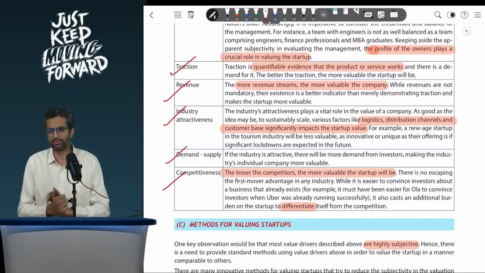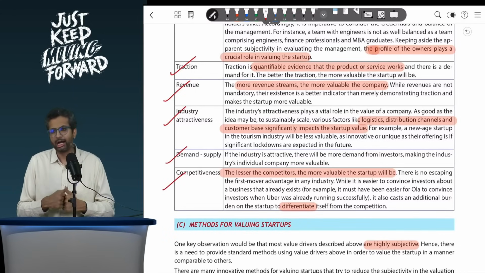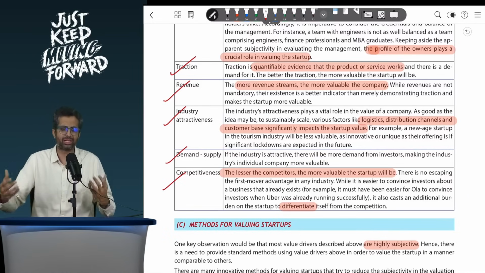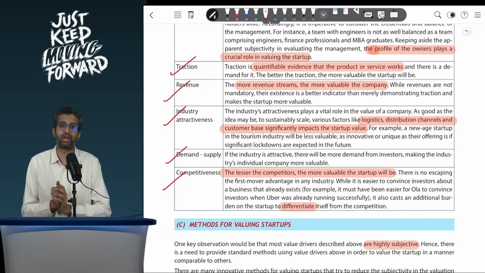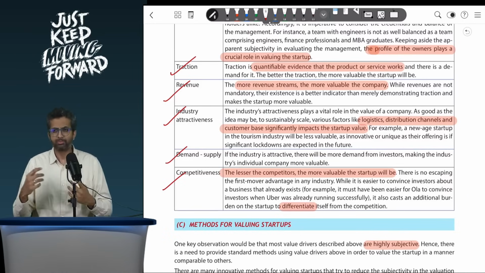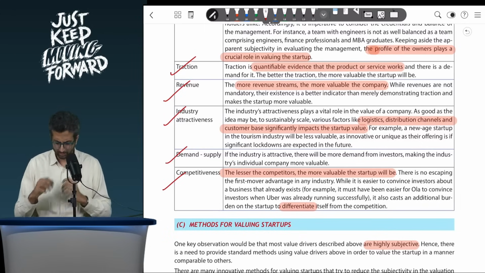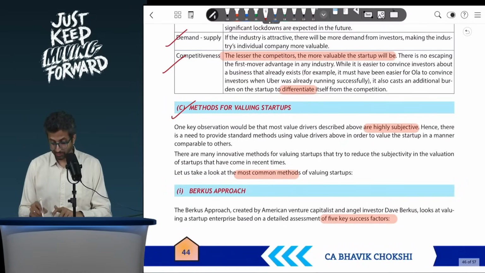You really get a lot of benefits, but even if you're not, if your competitive landscape is relatively less, you have fewer competitors, then that will be a much higher value driver. So these are possible reasons: your product, your management, traction with the customers, demand, supply, industry attractiveness, competitive environment, etc.